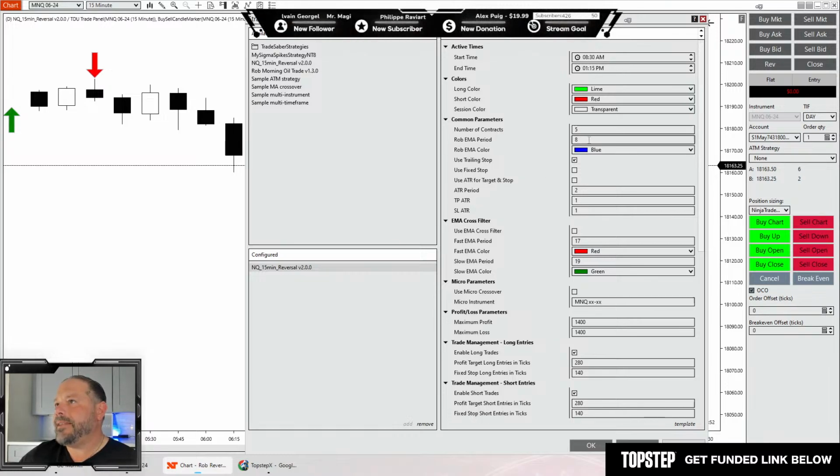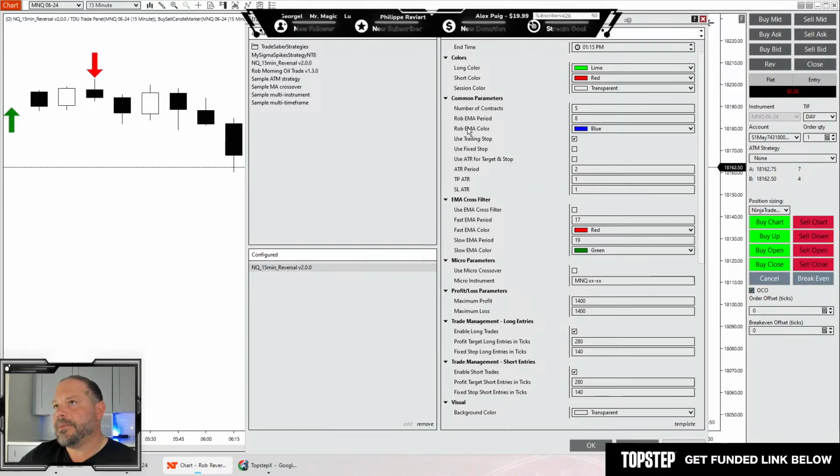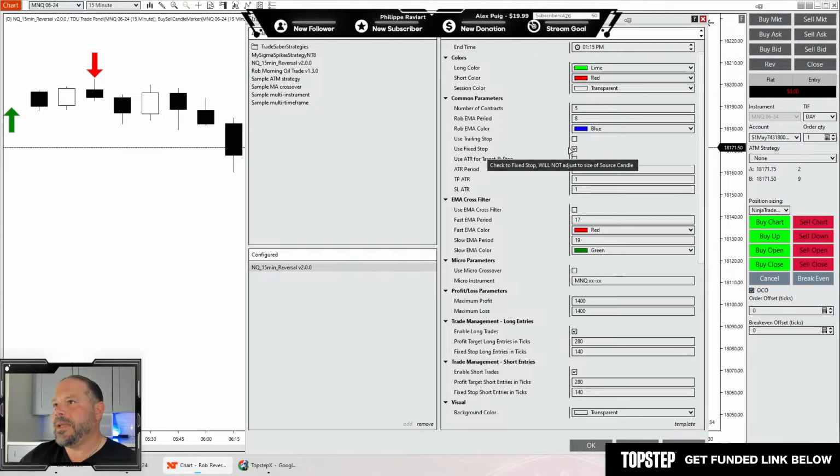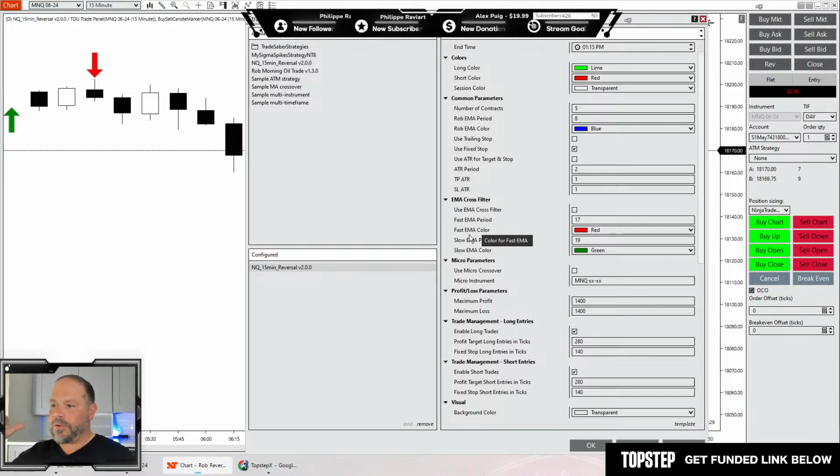Rob EMA period 8, that's what I trade the Rob reversal. The EMA color, these are all default settings. You don't have to mess around with anything here. Here's where the change happens. Before, my settings showed up as use fixed stop, meaning that when the orders get thrown out on the strategy, there's automatically going to be an order to go for take profit at 70 points, and a stop loss of 35 points, and those don't move at all. They're just fixed.